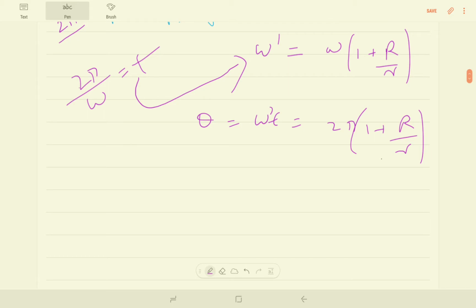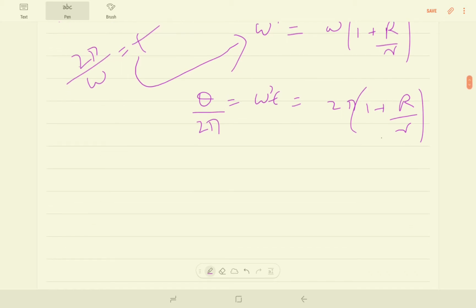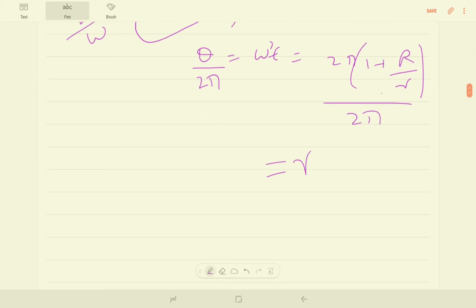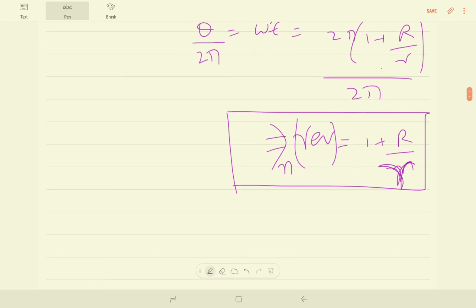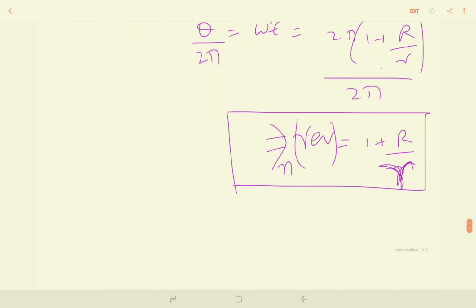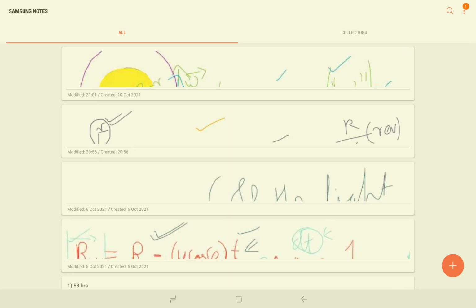And remember, we need the number of rotations, right? So we can divide theta by 2 pi, because each rotation consists of 2 pi radians. Now what we get is that the number of revolutions is equal to 1 plus R by r. So yeah, this was my proof. And as I said, if I get a solid intuition for this problem, I will not hesitate to share it. Thanks. See you in the next video.